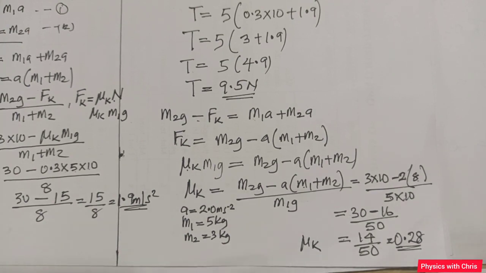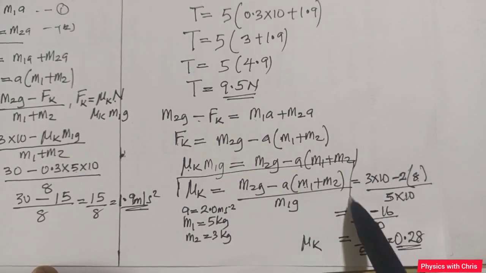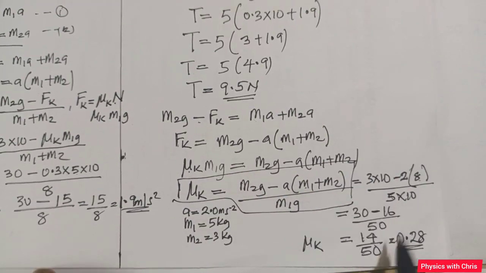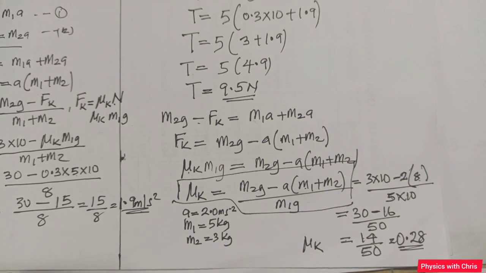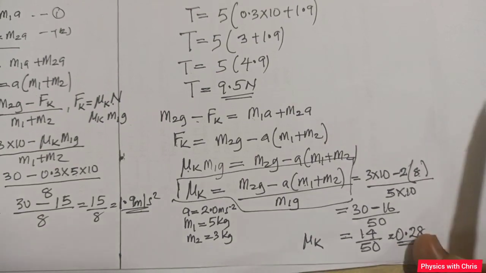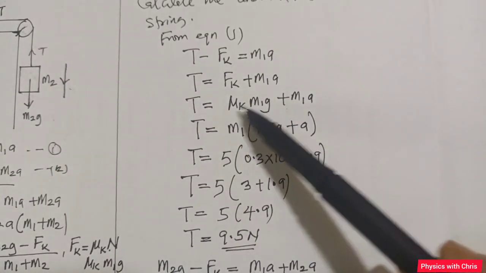Alright, so this is the equation for the coefficient of kinetic friction. If I'm asked to find that, I must be given the acceleration. I must be given the values of the masses M1 and M2 in order for me to determine the coefficient of kinetic friction. With this, you can even go back and make a substitution, that is, given the acceleration, find the tension in the string. Using this equation, you can find the tension in the string. You already know these parameters.